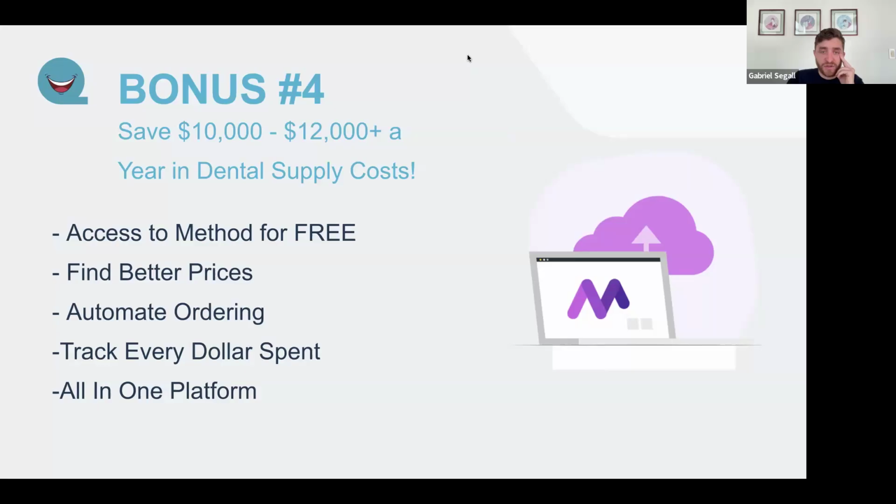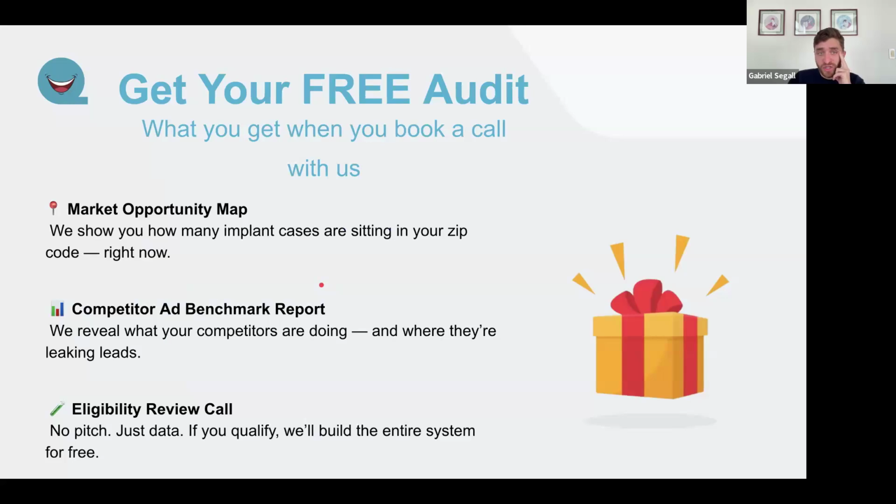So for anyone that's interested in jumping on a call with us, one of the things that we're going to do, because you're part of this partnership, is that we're going to give you a free audit. So when you book a call with us, here are the things you're going to get. A market opportunity map. We show you how many implant cases, ortho cases, cosmetic cases, whatever you're going to be focused on, are sitting in your zip code right now. Second, a competitor ad benchmark report. We reveal what your competitors are doing right now and where they're leaking leads. And then finally, an eligibility review call. So no pitch, just data. If you qualify, we're going to build this entire system for you.